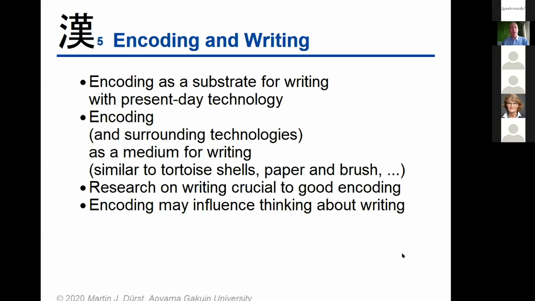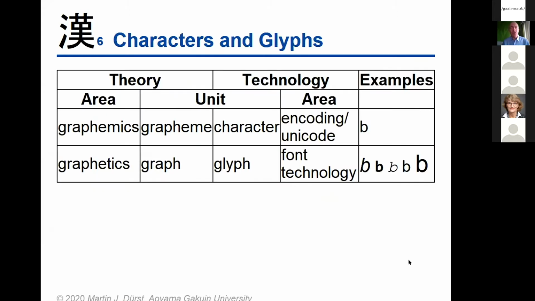Also, my main interest is in the interaction between encoding and writing. Encoding as a substrate for writing, of course, with present-day technology. Encoding and surrounding technologies also as a medium for writing, similar to tortoise shells, papers and brush, and so on. And research on writing is crucial for good encoding. And encoding may also influence thinking about writing.